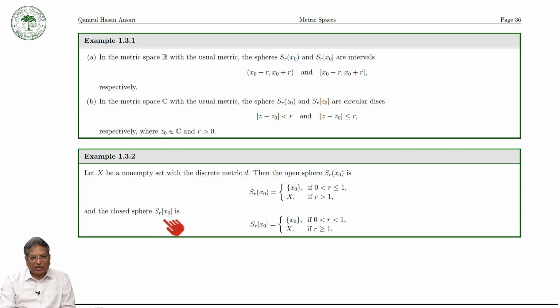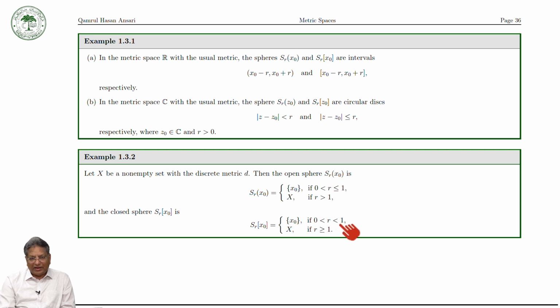Similarly, the closed sphere with center at x0 and radius r is equal to the singleton set if this r is greater than 0 and strictly less than 1, and it is the whole space if r is greater than or equal to 1. So these are the open spheres and closed spheres in the discrete metric spaces.